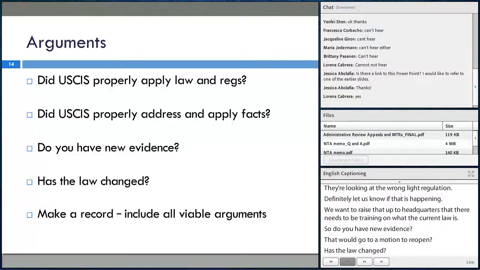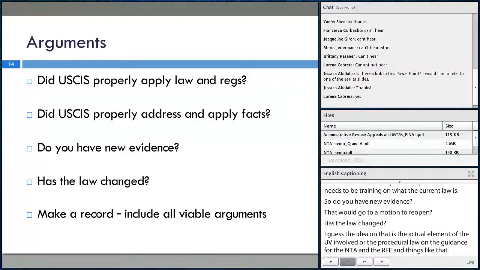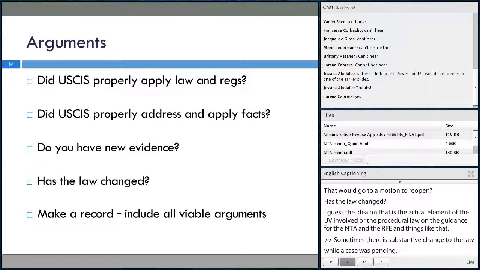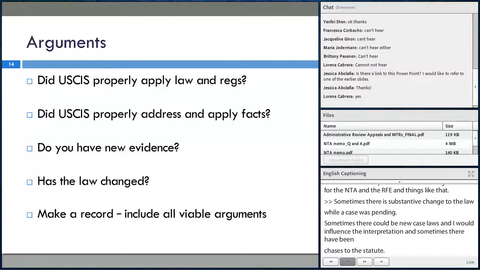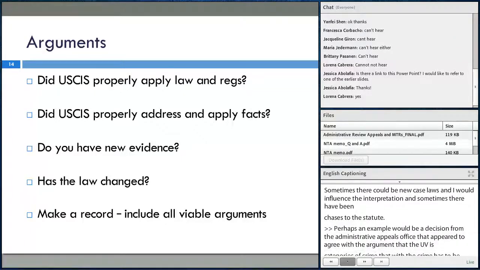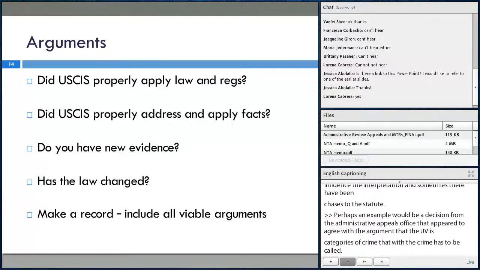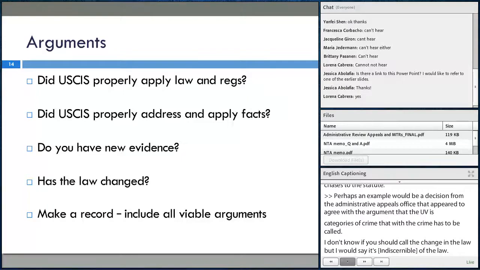Well, sometimes there is actual substantive change to the law while a case has been pending. Sometimes there could be new case law that would influence the interpretation of something. Sometimes there have been changes to the statute, and so it's something to keep in mind as you are framing your arguments. So perhaps an example of that would be that we had fairly recently a decision from the Administrative Appeals Office that appeared to agree with our argument that the U visa list of crimes are actually categories of crimes, not what the crimes have to be called. I don't know if you'd actually call that a change in the law, but I would say it's an elucidation of the law. So if you've been seeing denials where Vermont doesn't seem to be understanding that, then you could use, for instance, that it's an unpublished decision, but it's still a very helpful decision as part of your motion to reconsider or an appeal to the AAO.